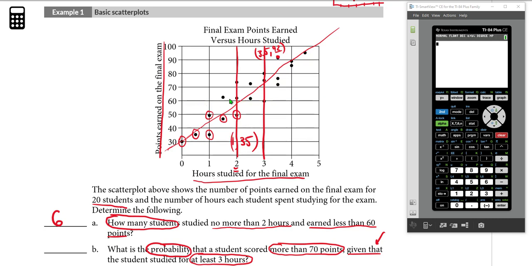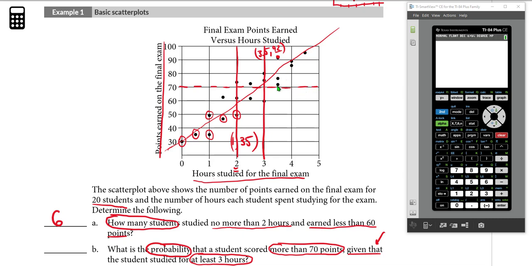If you want to erase that, you can. I know it's easier for me to do it than you. At least 3 hours, again, means 3 hours or more. So we're talking about on this line or to the right of it. That's what at least 3 hours means. And then more than 70 points means, in fact, if we want to do this the conventional way, maybe we even draw a dotted line there. We learned that back in linear inequalities, that we can draw a dotted line when the line itself is not part of the solution set.